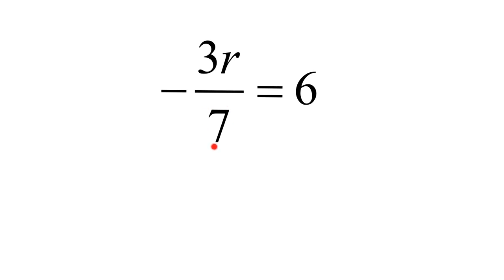So the denominator is 7, so I'm going to multiply by 7. In parentheses, I'm going to put that 7 right here. I'm going to multiply by 7. On the other side, I'm also going to multiply by 7 because whatever you do to one side, you have to do to the other side. Let me put the line right here so we know that we are working on both sides.